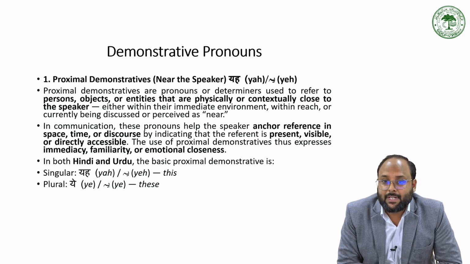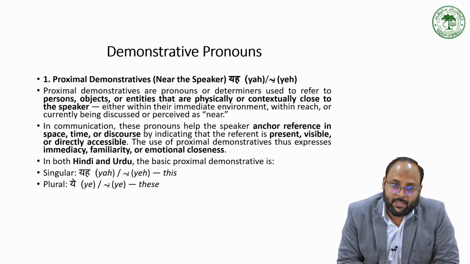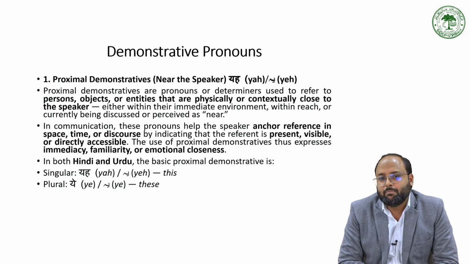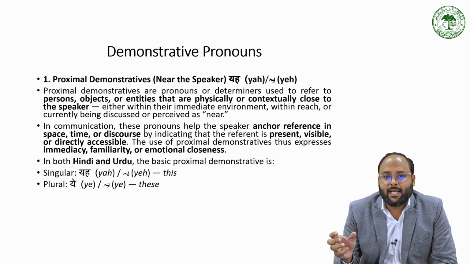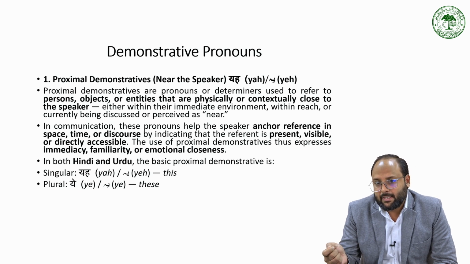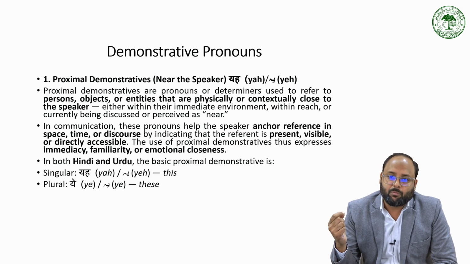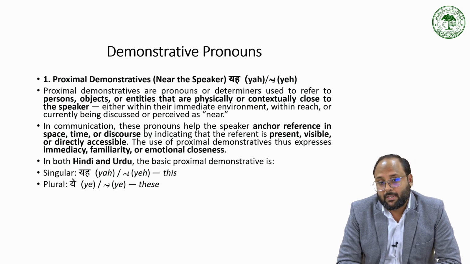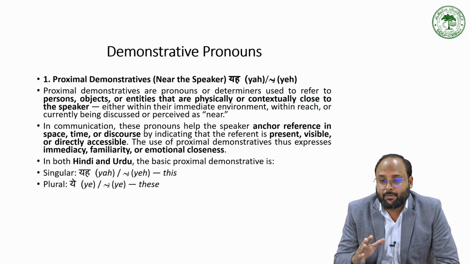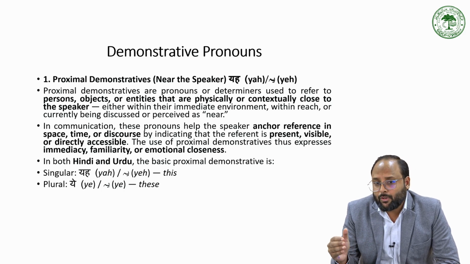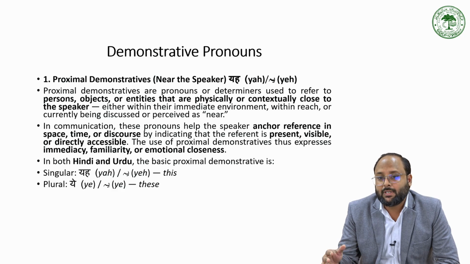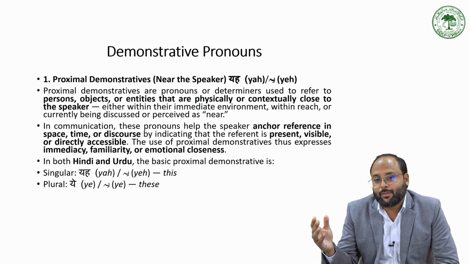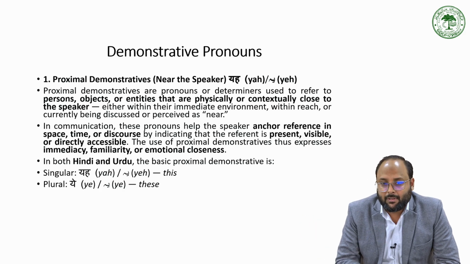So the first kind of demonstrative is the proximal demonstrative. The proximal demonstrative expresses nearby things, like ye. Proximal demonstratives are pronouns or determiners used to refer to persons, objects or entities that are physically or contextually close to the speaker. In English we have this and that. So this is for close things, like ye for a close thing, and wo, or that, for a thing which is not close.